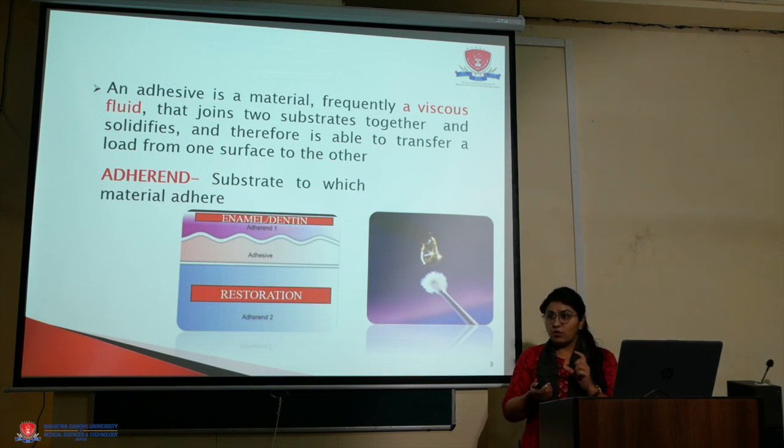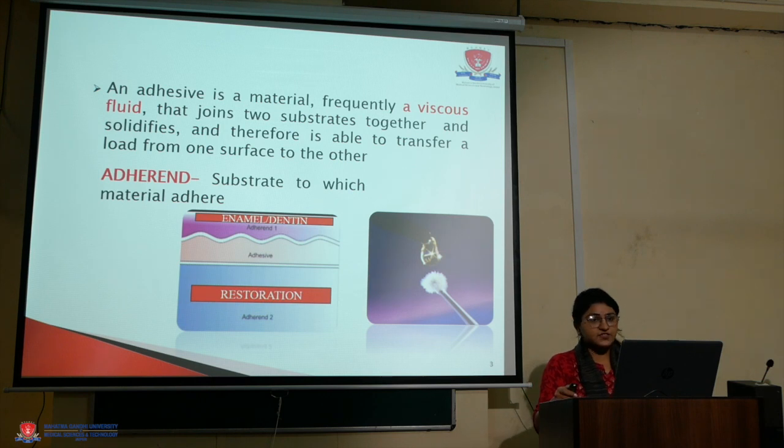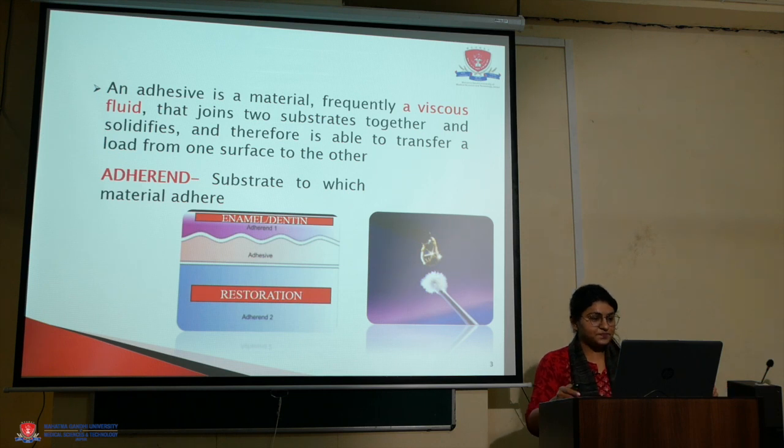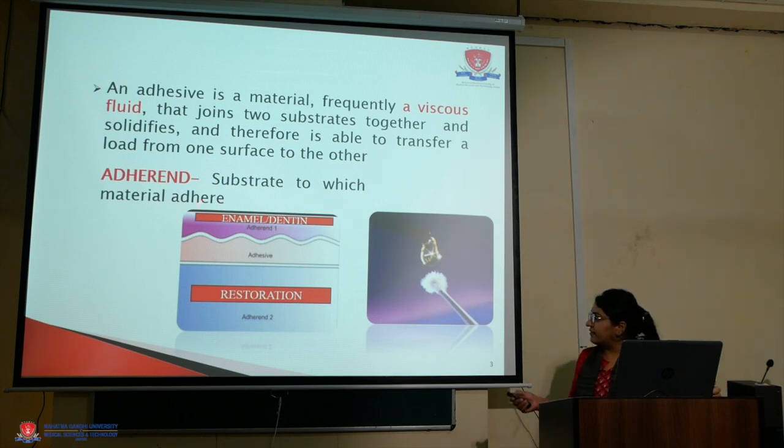So what is this bonding agent here? It is an adhesive, which is a viscous fluid-like material that joins two substrates together and solidifies, and is therefore able to transfer the load from one surface to the other. In this diagram, adherent one is your tooth structure, the enamel or the dentine, adherent two is your restoration, and in between is the bonding agent, which acts as an adhesive.